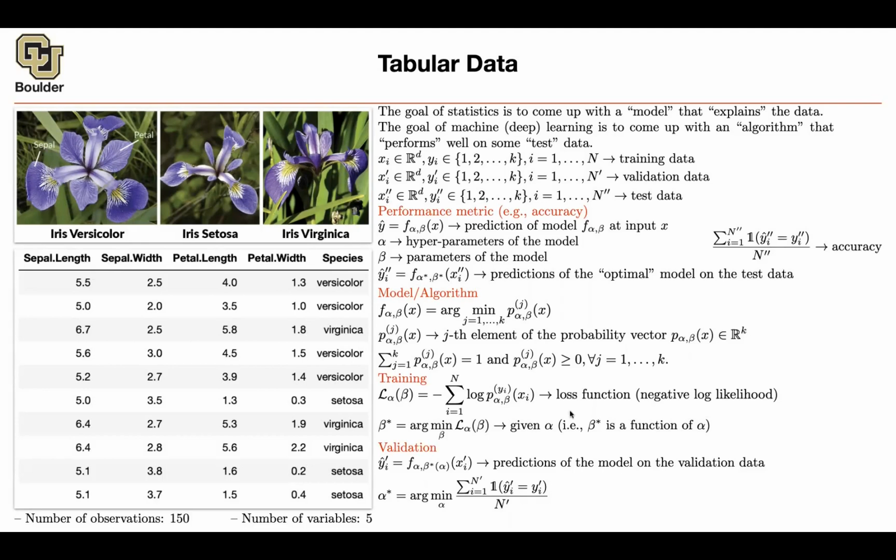So it has nothing to do with your loss function anymore. This is your performance metric. And then you want to choose the best alpha. So the role of validation is to choose alpha or the best alpha. The role of training is to find the best beta.